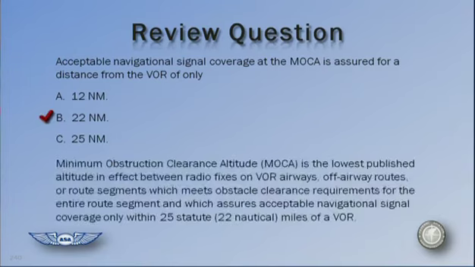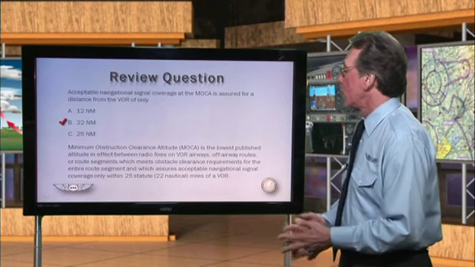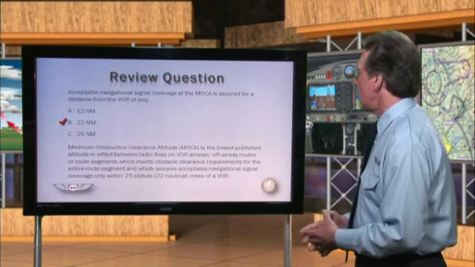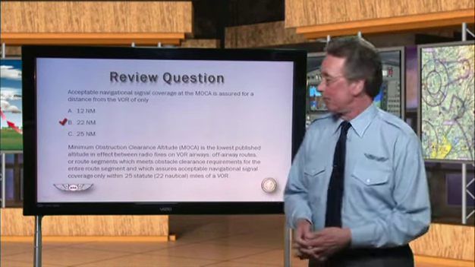Well, your correct answer here is B, 22 nautical miles. Minimum obstruction clearance altitude, or MOCA, is the lowest published altitude in effect between radio fixes on VOR airways, off-airway routes, or route segments, which meets obstacle clearance requirements for the entire route segment, and which assures acceptable navigational signal coverage only within 25 statute or 22 nautical miles of a VOR.